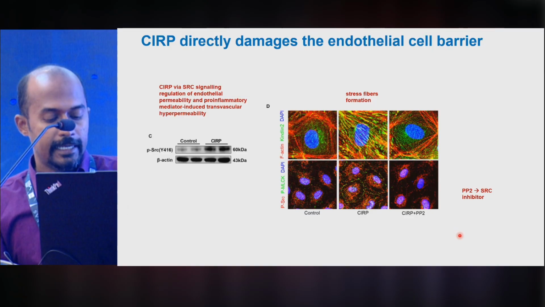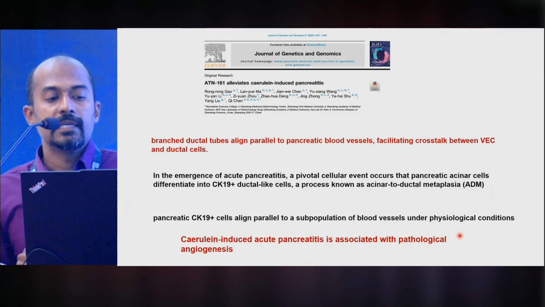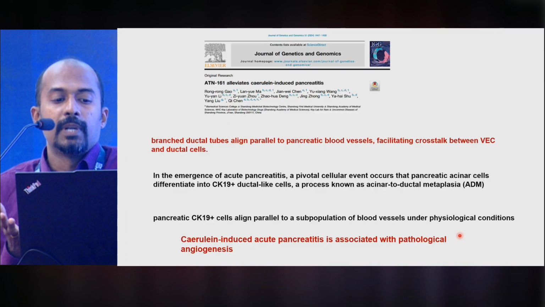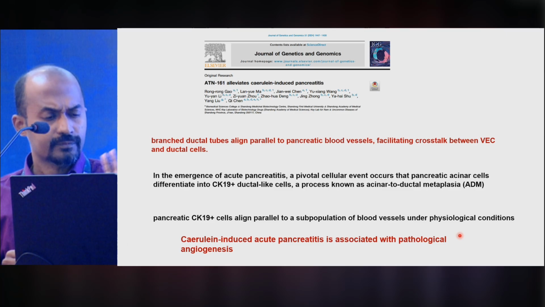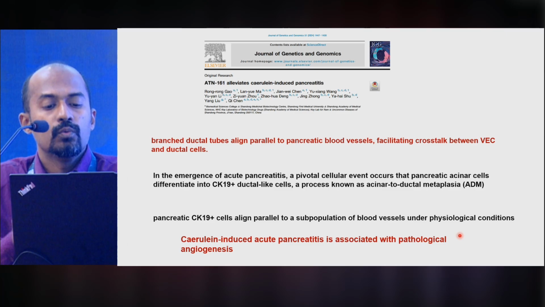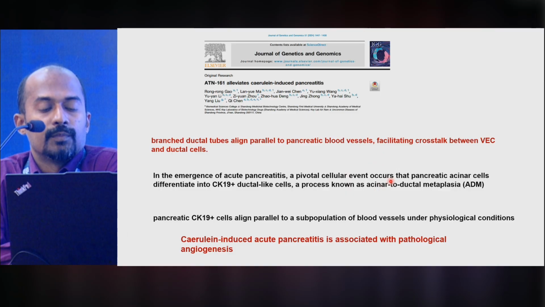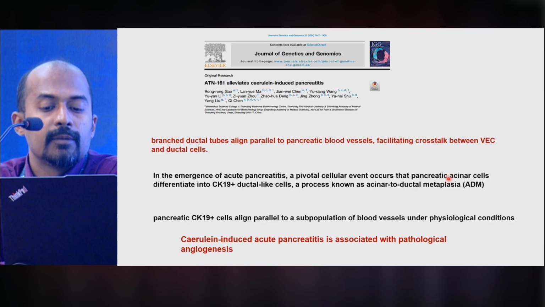Okay. I would like to highlight one more study, a new study where they tried to see a novel interaction between the ductal tubes and possible blood vessel formation during acute pancreatitis. Here they looked at the normal process, where they tried to differentiate the ductal cells in acinar-to-ductal metaplasia.